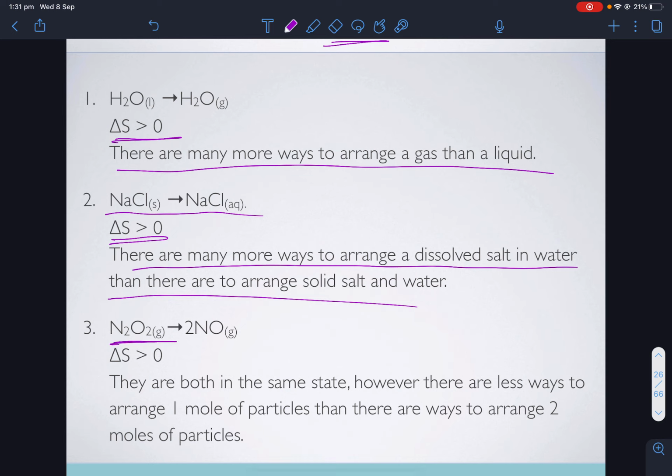All right, what have we got? We've got dinitrogen dioxide, N2O2 gas, going to 2 molecules of nitrogen monoxide. Here we can't use the change in state because it's gas going to gas, but we can count the number of molecules. So 1 mole on the left, 2 moles on the right. We're increasing the number of molecules, and increasing the number of molecules increases the entropy, because you can arrange 2 molecules in many more ways than you can arrange 1 molecule. So that one's also an entropy increase, or delta S greater than 0.